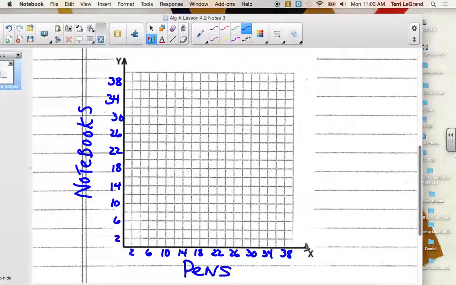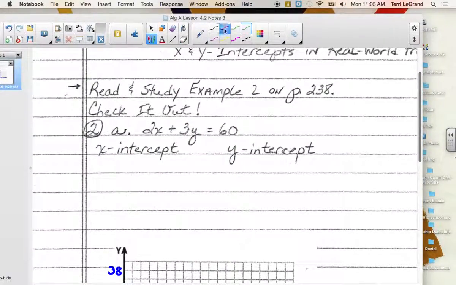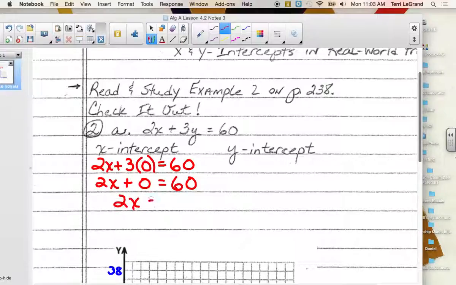So let's go back up to where I have the equation written and let's find those intercepts. Okay? So let's start with the x-intercept. When we're looking for the x-intercept, we do what again? Put 0 in for y. So 2x plus 3 times 0 equals 60. Well, 3 times 0 is 0. 0 added to 2x is still just 2x.